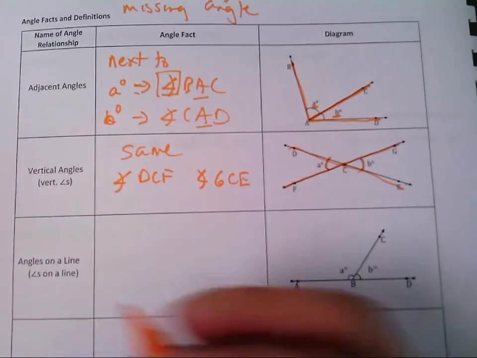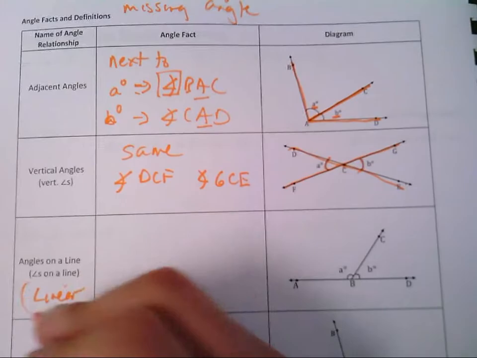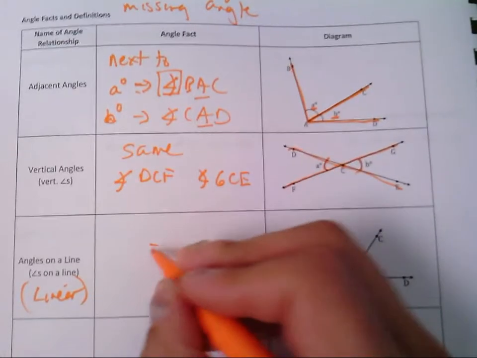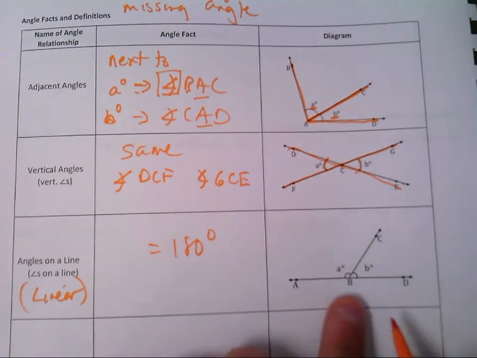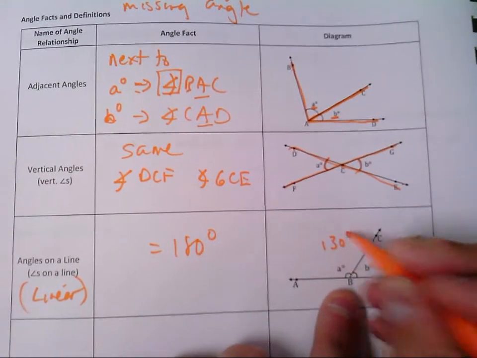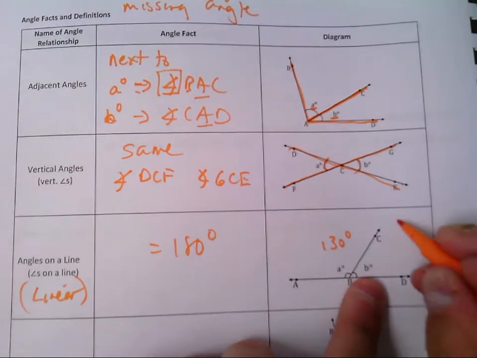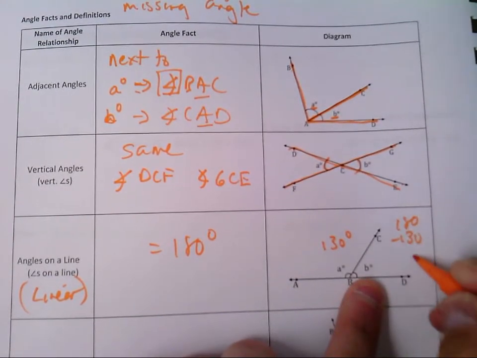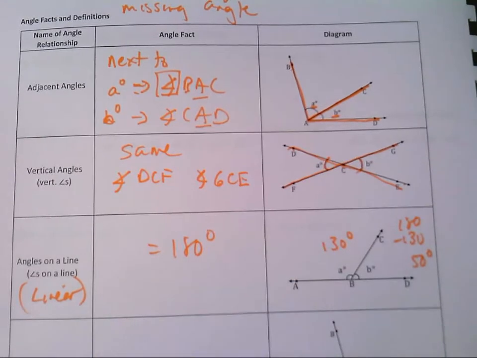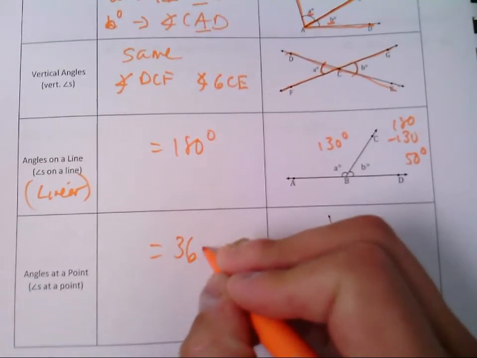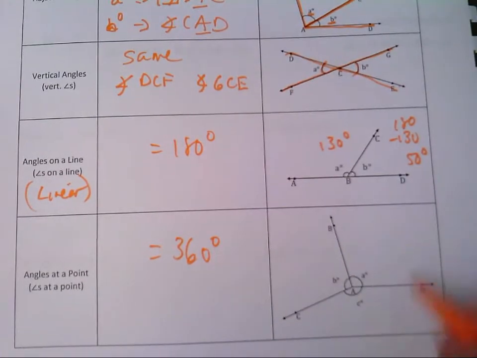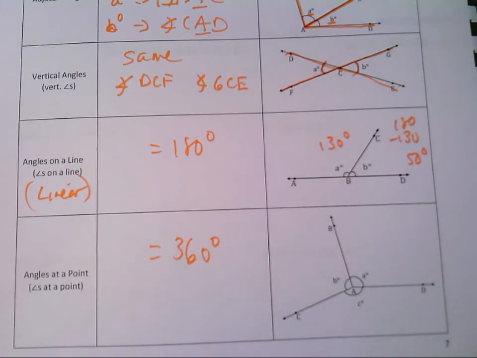Angles along a line, also known as linear, you'll see this word from time to time, equal 180. 2 or more angles in this case. So for example, if this angle was 130 degrees, then this angle would have to be 180 minus 130, or 50 degrees. So when you find straight lines, every straight line equals 180 degrees. And then angles around a point equal 360 degrees. So all of these angles together would equal 360 degrees.